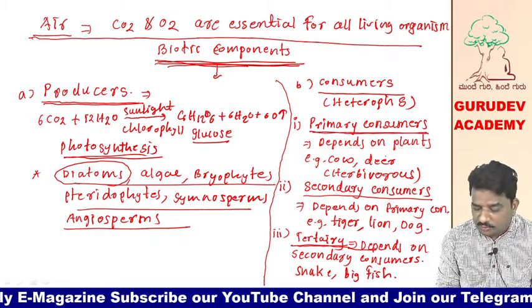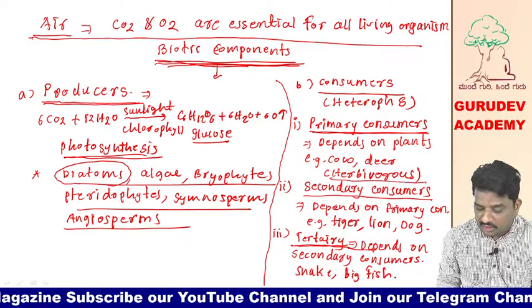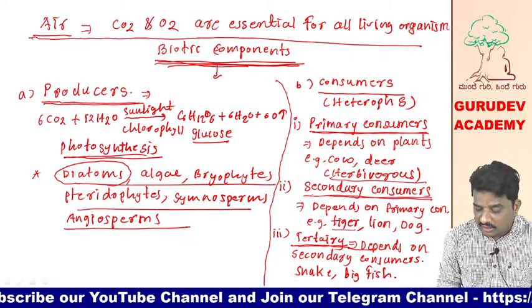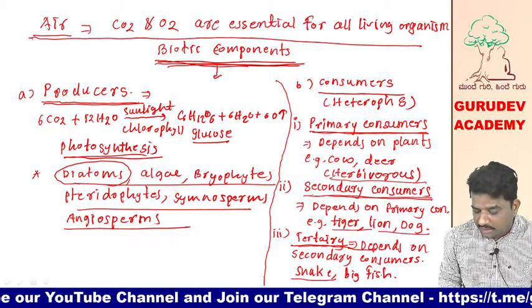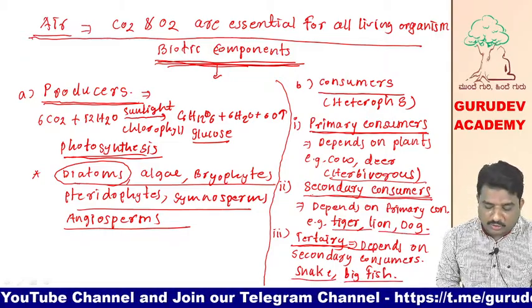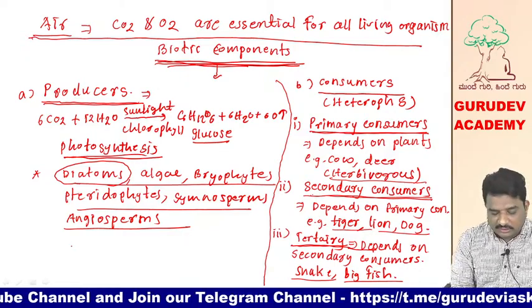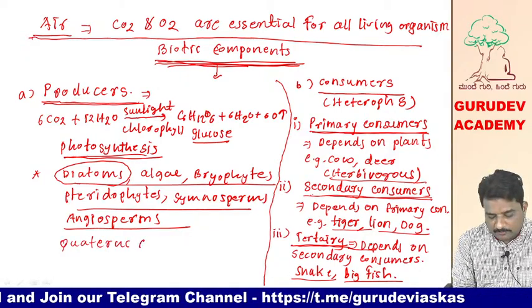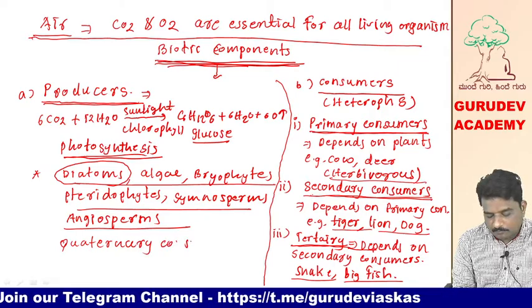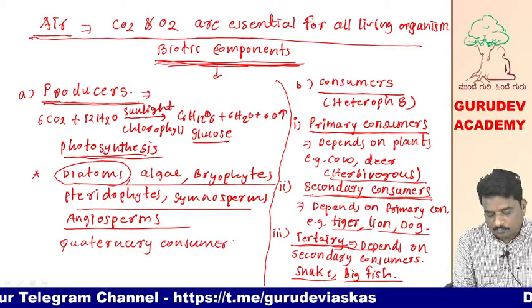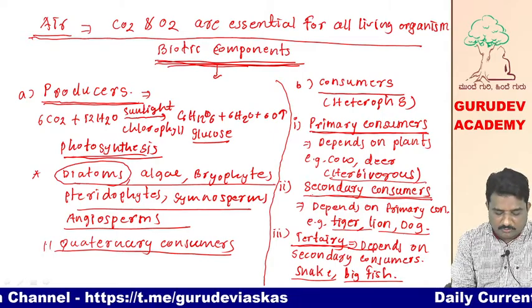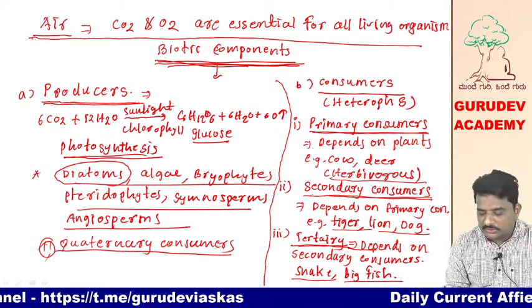Those that depend directly on the plants are called herbivorous. And the animals that depend on herbivorous are called carnivorous. Tiger, lion, dog, big fish, all are called carnivorous. After that, there is one more consumer, what we can say as quaternary consumers, that depends on the tertiary consumers in some ecosystems.